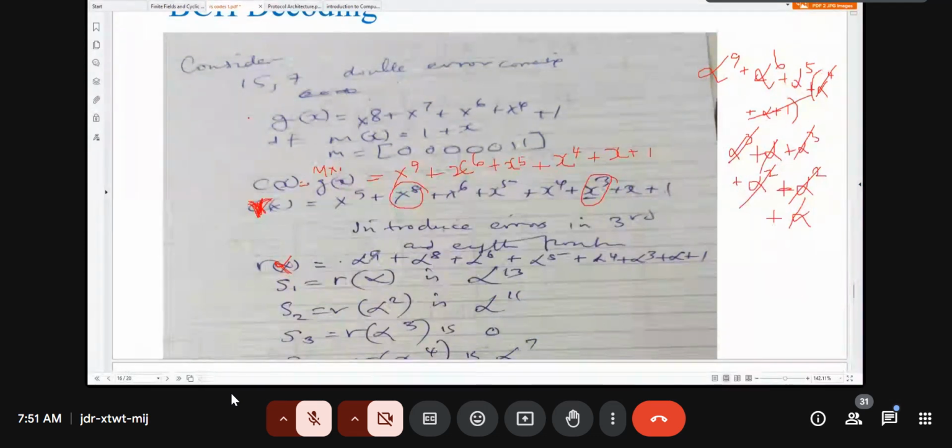If you replace this with alpha to the power of 3, so this will be alpha to the power of 27 plus alpha to the power of 24 plus alpha to the power of 6 plus alpha to the power of 18, alpha to the power of 15, alpha to the power of 12, alpha to the power of 9, alpha to the power of 3 is actually going to give you 0.